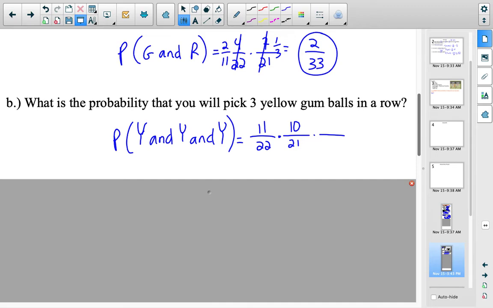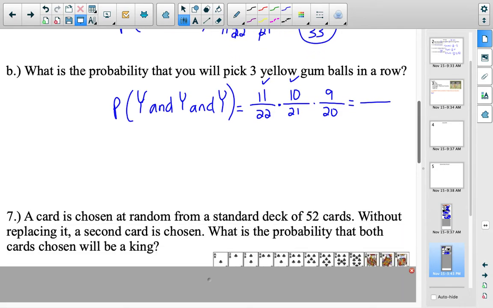Then on our third pick, again, we did not replace. This is why it's called dependent probability. We only have 20 total, because we've already picked 2, right? We picked one here, we picked one here, and if they're both yellow, and we started with 11, now there's only 9 yellow, okay? And then you could find what the reduced fraction is on that one. So those are a couple of examples.